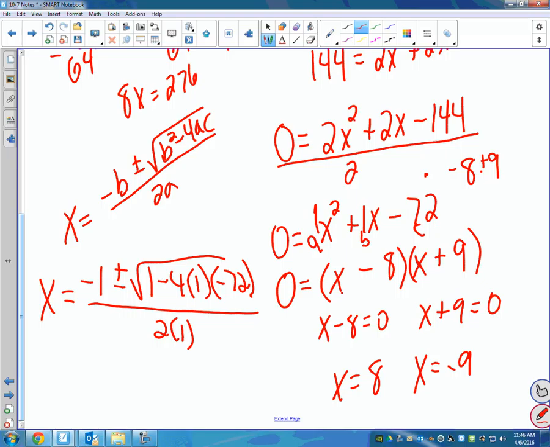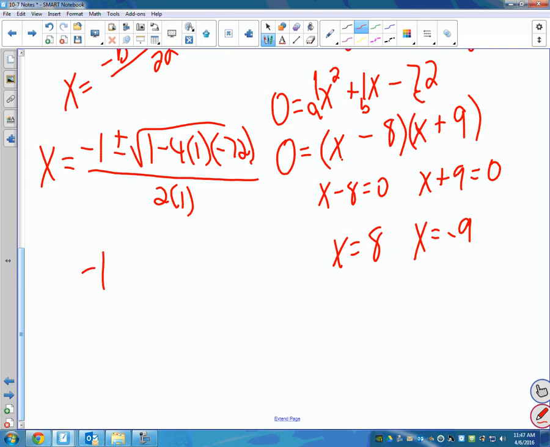The other mistake that people make with the quadratic formula is right here with these negatives, but there's no need to make that mistake because you can just type that all into the calculator at once, all under the radical. But I always look at my negatives. A negative times a negative is a positive, which means that should be a positive answer. 4 times 72 is 288, plus 1 is 289. So we get negative 1 plus or minus the square root of 289 over 2.